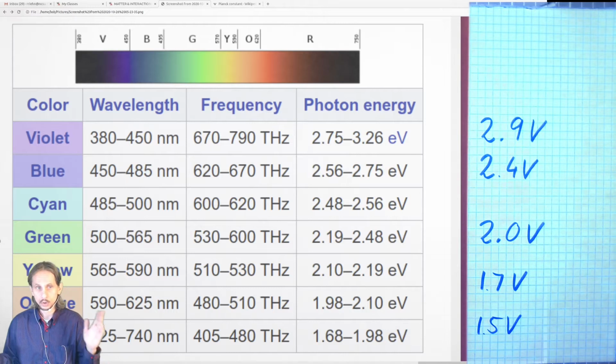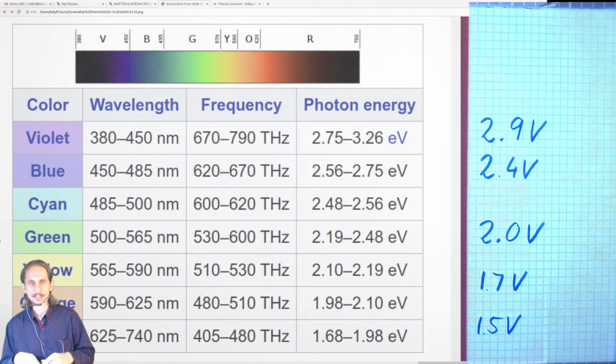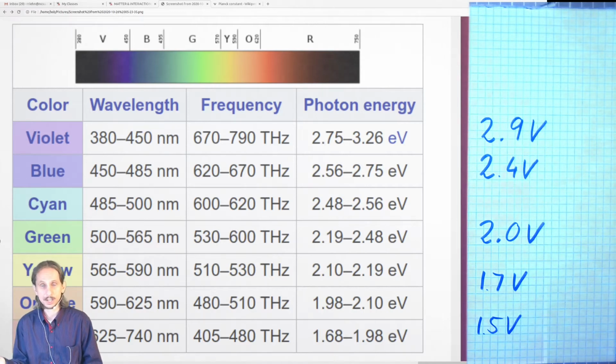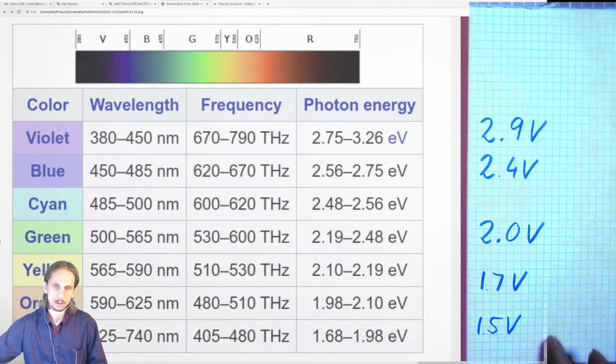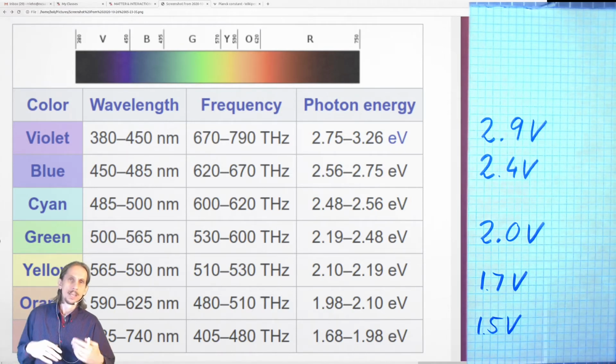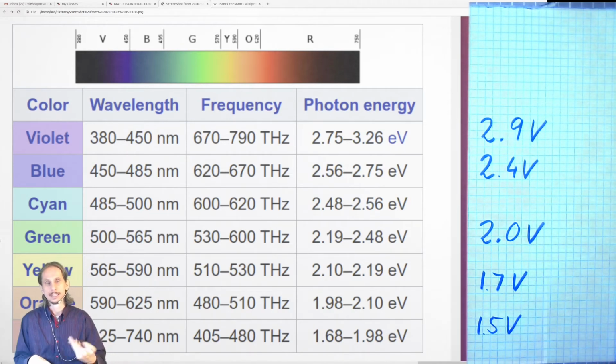Now, you see that they don't line up entirely. Let's discuss why that is. First, the question, why do these voltages line up? The way the LED works is that you apply a voltage, and this voltage corresponds to the energy of electrons that get injected into the LED.